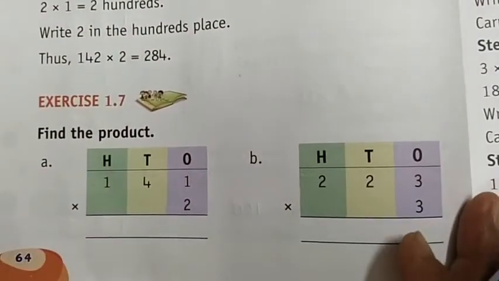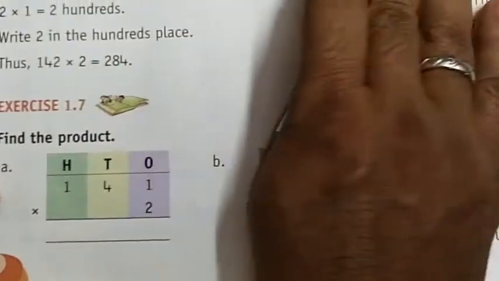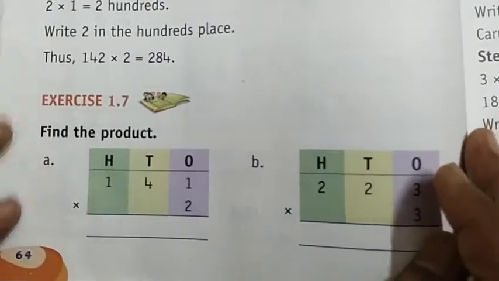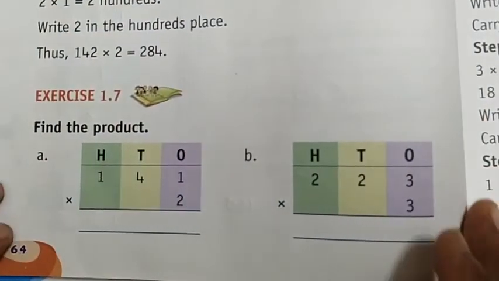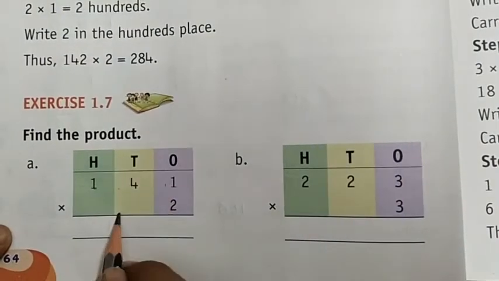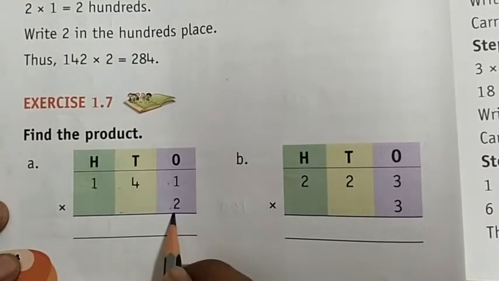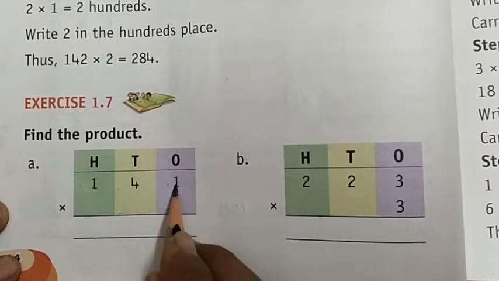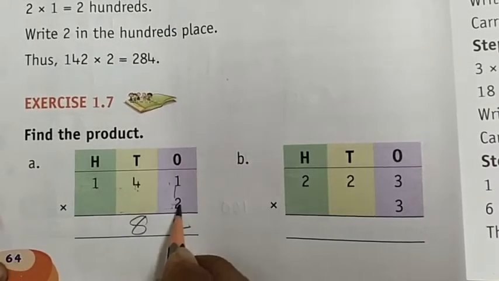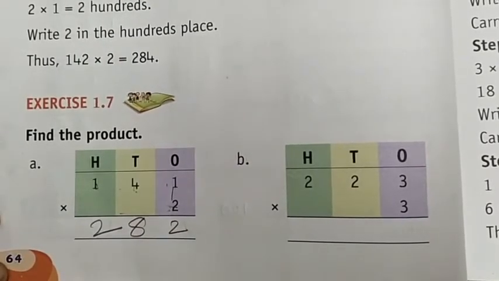Okay. Based on the example, we will solve exercise 1.7. Clear? See here. 141 into 2. First we have to do this multiplication. 2 ones are 2. Then 2 fours are 8. Write down 8 here. 2 ones are 2. Right? So the multiplication 141 into 2 is 282.